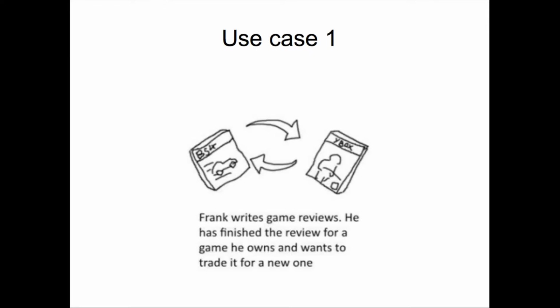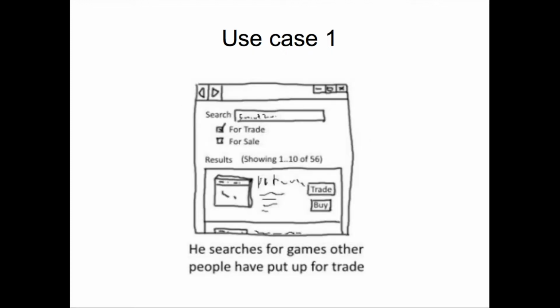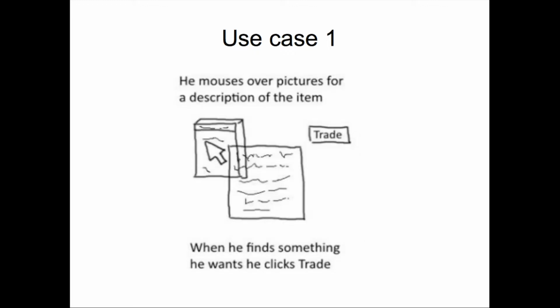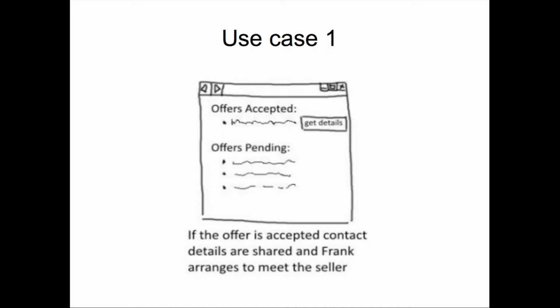To help clarify what this might look like, let's go through a few use cases of the system. Frank writes game reviews. He has finished the review for a game he owns and wants to trade it for a new one. He logs into the website. He searches for games other people have put up for trade. When he finds something he likes, he clicks trade. He selects the items he wants to offer from his own page or adds a new item. If the offer is accepted, contact details are shared and Frank arranges to meet the seller.